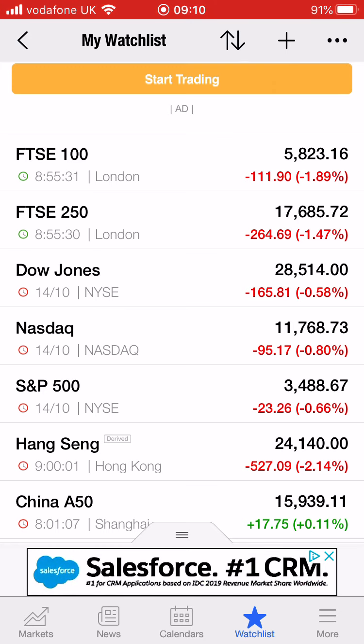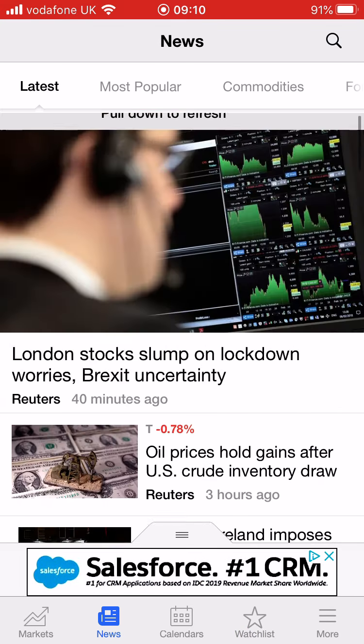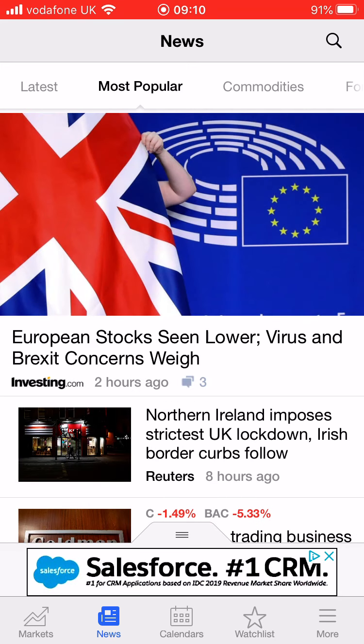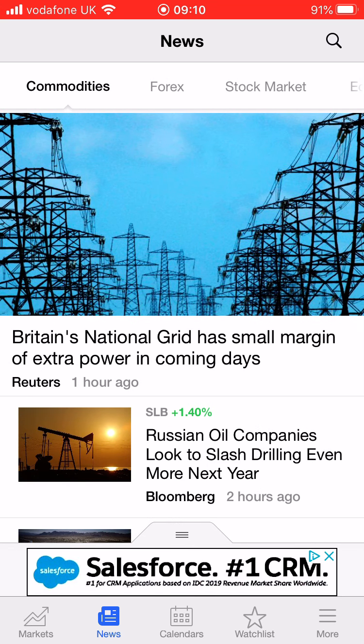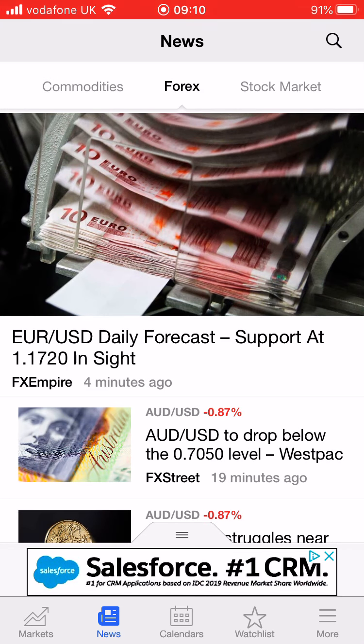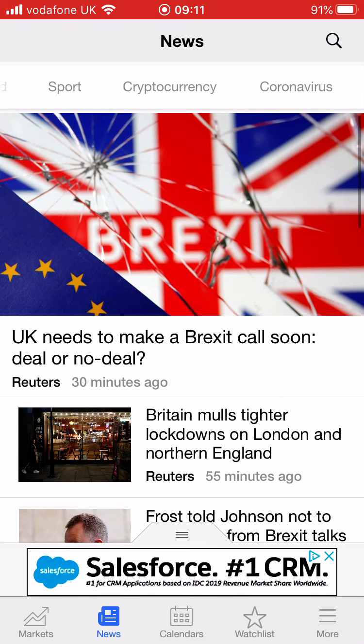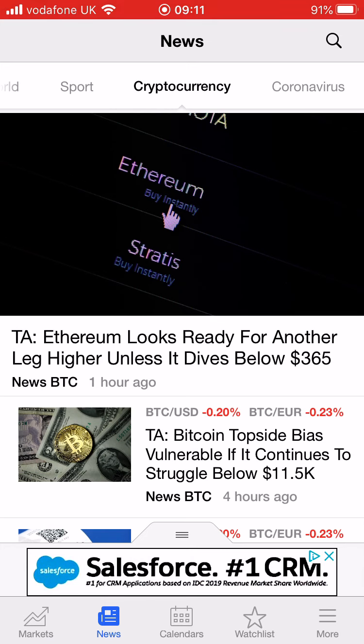And they also have news, just a general financial news section. And you can go into particular topics, go into commodity news, forex news, if you just want stock market. They've even got one for Brexit, cryptocurrencies and that sort of thing. So that's quite handy to have within the app.